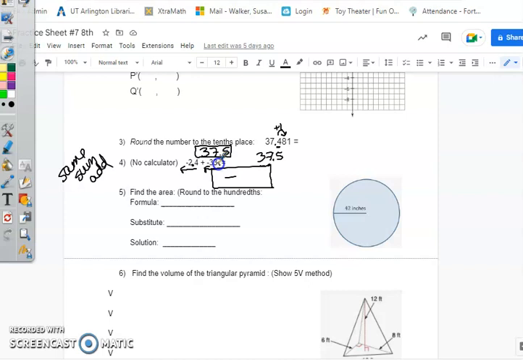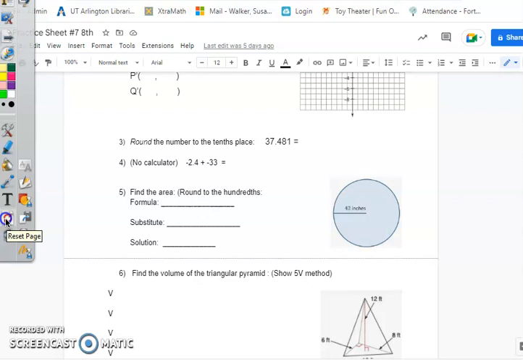Okay. Number 5. Find the area and round to the hundredths. So I'm not going to do this one for you, but I will say use the formula chart and also use the calculator. Okay, you're going to round to the hundredths place. Okay, and this over here is 42, and that's the radius. Okay, so I want you to put the formula, plug the numbers in, and find the solution.